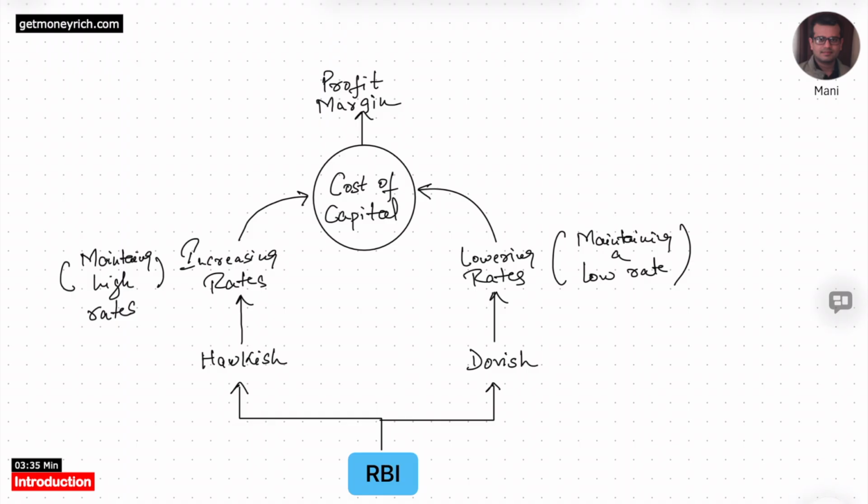So we can see how the policy action of the RBI is indirectly affecting the stock market. So that's why we are discussing the Monetary Policy Committee updates in this video. I think now you understand my point.